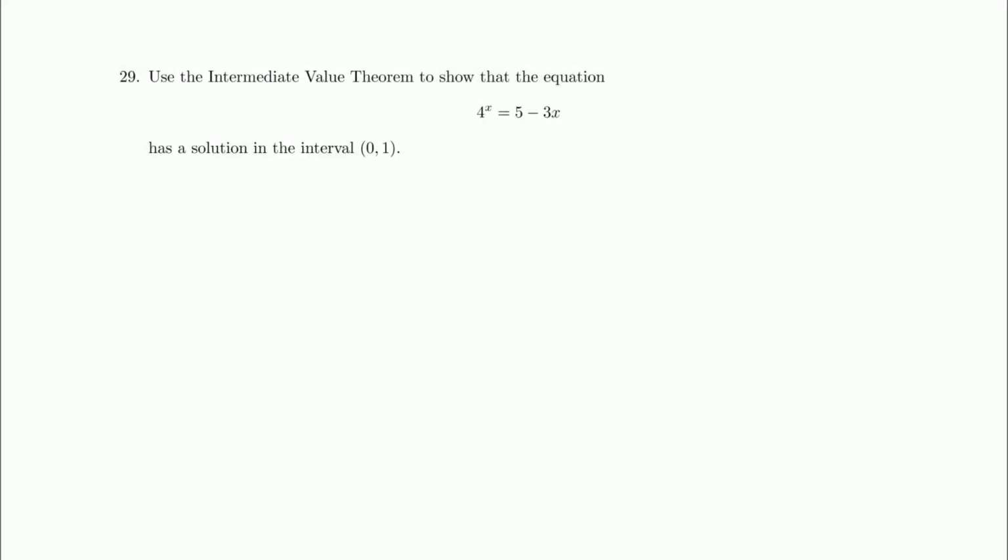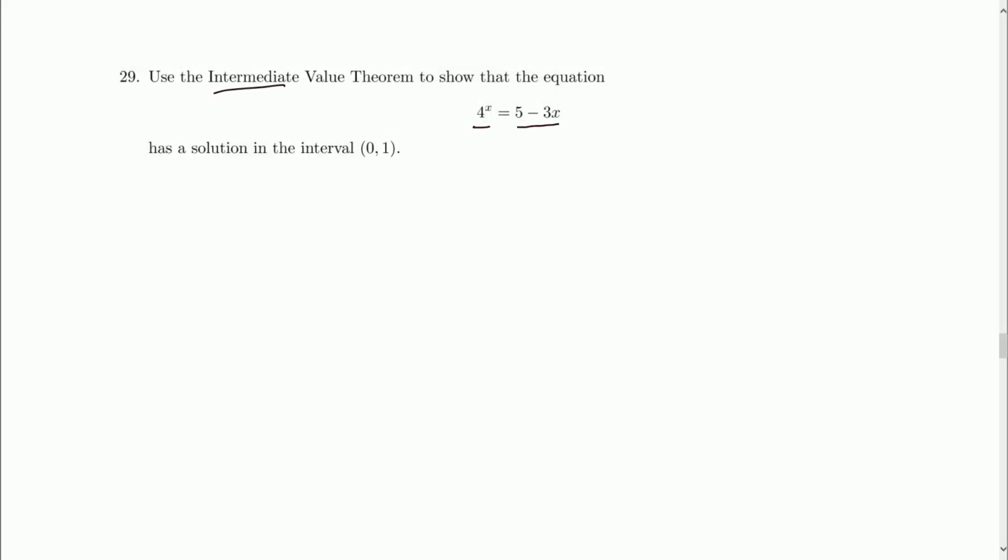We're going to look at our second written question, question number 29. Hopefully you've given this a try, and if not, pause the video and try the question for yourself. Question 29 says, use the intermediate value theorem to show that the equation 4 to the x equals 5 minus 3x has a solution in the interval 0 to 1.